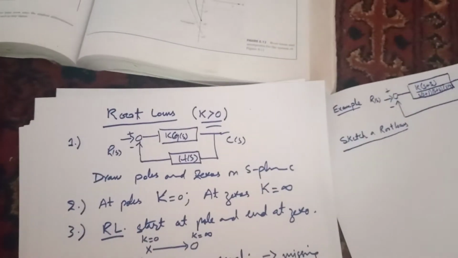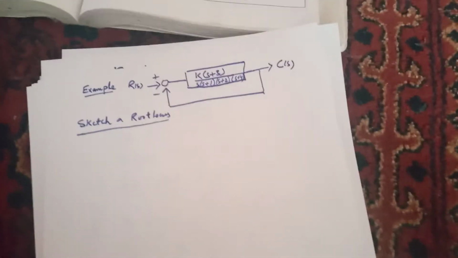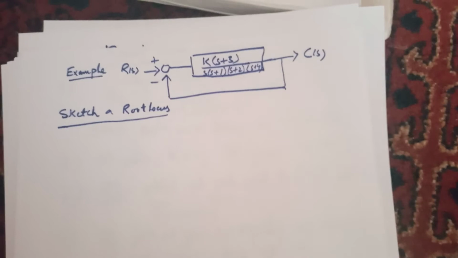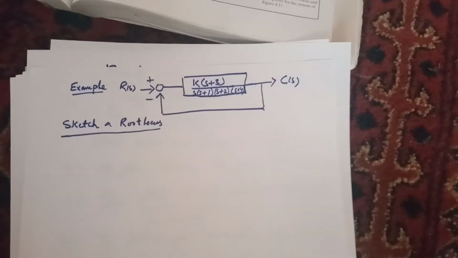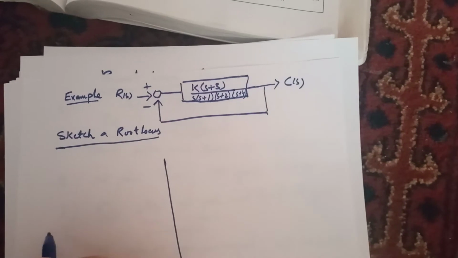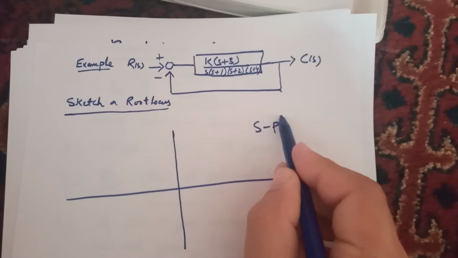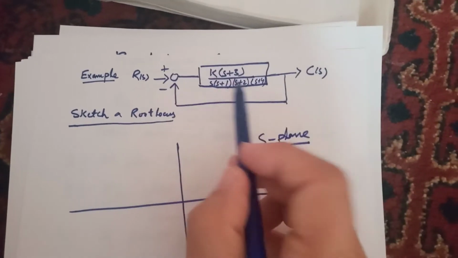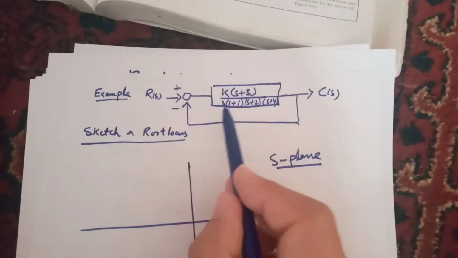Now let's do another example a bit more complicated, and then we will sketch it freehand. I say freehand meaning simple sketching. After that we can calculate the exact location. So the first step is to draw the S plane. This is my S plane. On the S plane just look at the poles and zeros. So the zero is at -3, and a pole is at 0.